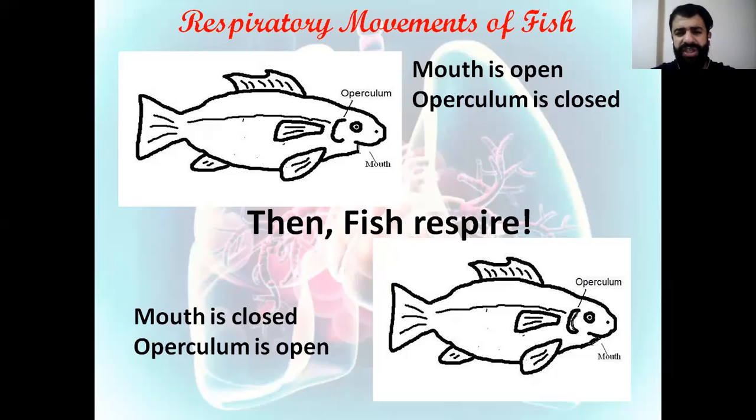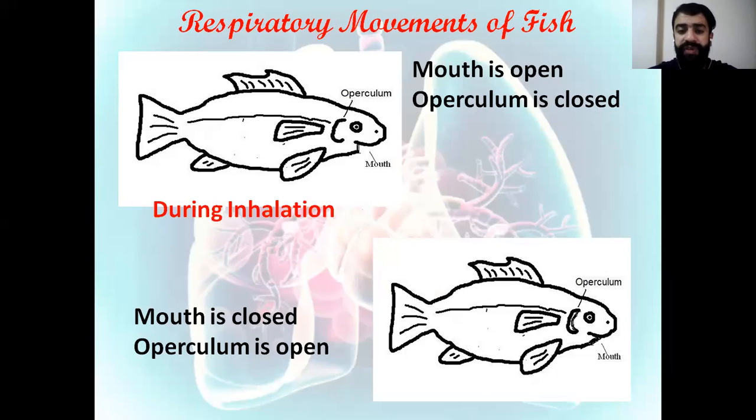Here, the fish is respiring, meaning that we have respiration. The first figure is during inhalation. Whenever the mouth is open, the water goes into the mouth, and the operculum is closed. So this is an important note about the respiratory movement of the fish. Mouth is open, operculum is closed, during inhalation. While during exhalation, the mouth is closed, while the operculum is open.